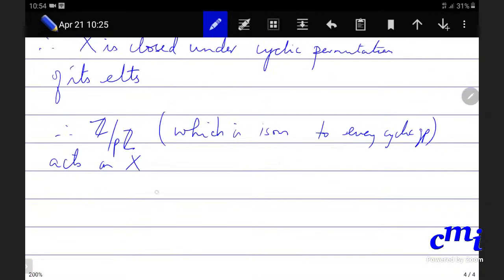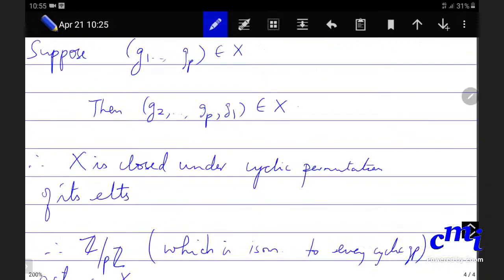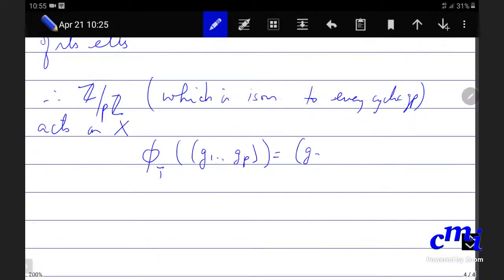So now I will write it in the elaborate notation. Phi of 1 bar of (G_1 through G_p) is the cyclic permutation G_2 through G_p and then G_1. So just remove the leftmost one, shift everything to the left, and put this leftmost one at the right end. So phi of 1 bar is this.